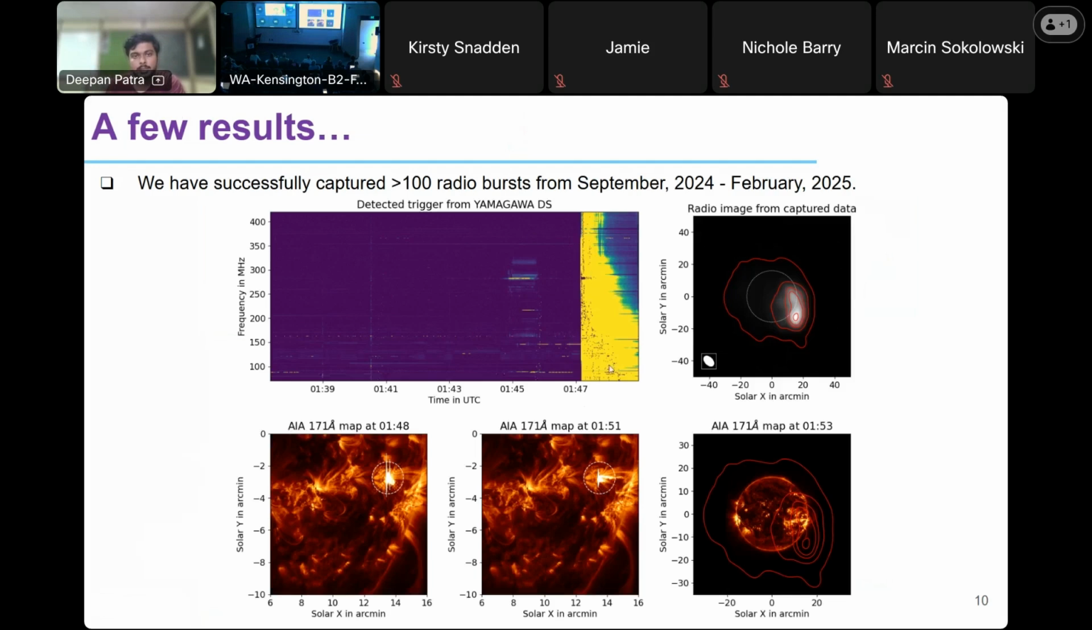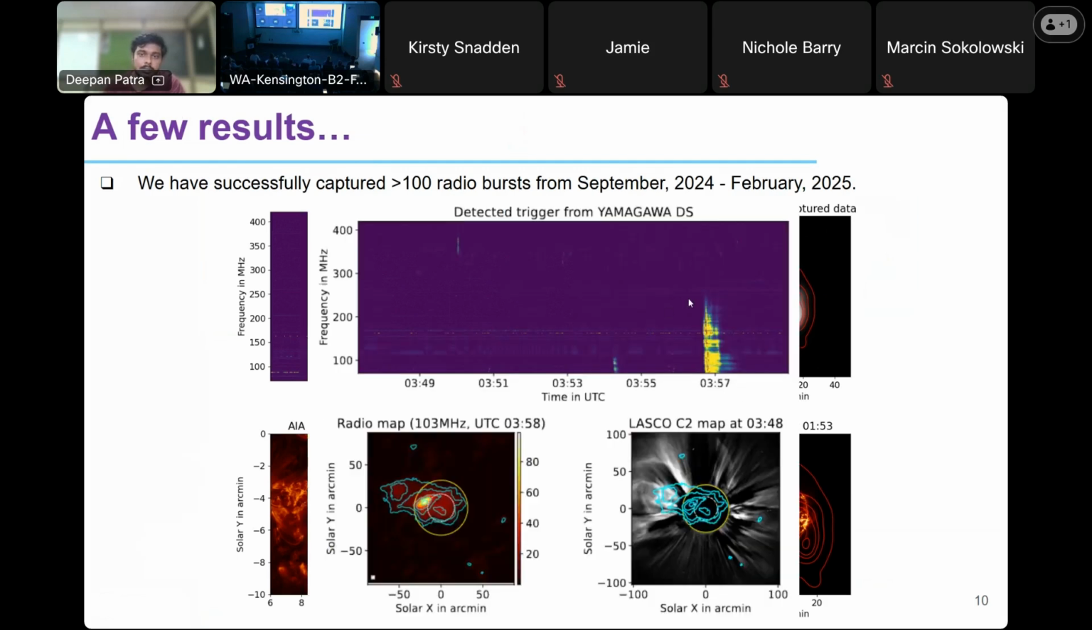So basically, this dynamic spectra is the denoised dynamic spectra from Yamagawa, and in the top right you see the radio image that we have made from the captured data, and the bottom panel shows extreme ultraviolet maps at that particular time, and this basically shows the overlay of the radio contours on top of the extreme ultraviolet maps.